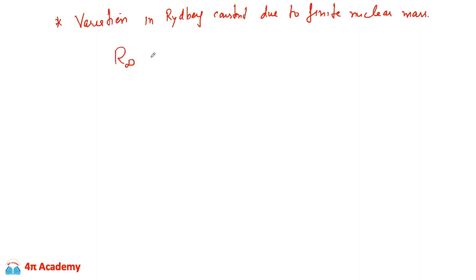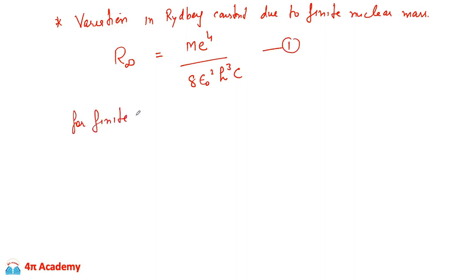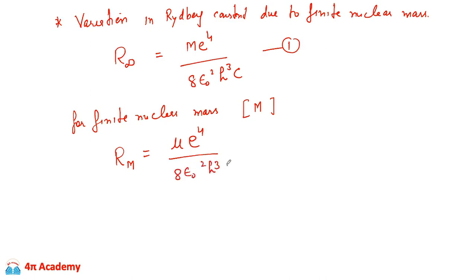For infinite nuclear mass, the Rydberg constant which we have derived is m e raised to power 4 over 8 epsilon naught square h cube into c. Let us say this is equation number 1. For finite nuclear mass, suppose we have a nuclear mass whose value is capital M. The Rydberg constant for that finite nuclear mass is equal to mu e raised to power 4, where mu is the reduced mass for that nucleus, over 8 epsilon naught square h cube into c.